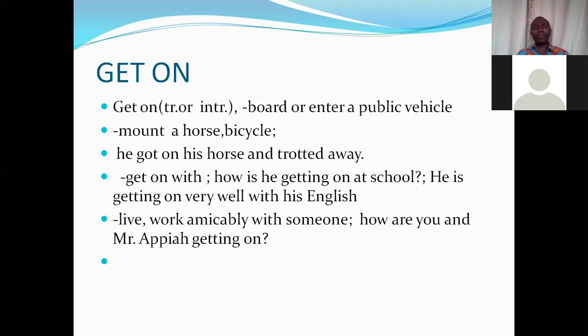Good. And then it can mean to work amicably with someone. How are you and Mr. So-and-so getting on? So we can equally have it in that way. The person asks, oh, how are you doing, John? And how are you getting on with Mr. Appiah? How are you and Mr. Appiah getting on? You can equally put it this way. How are you together with Mr. Appiah getting on? How are you and so and so getting on?